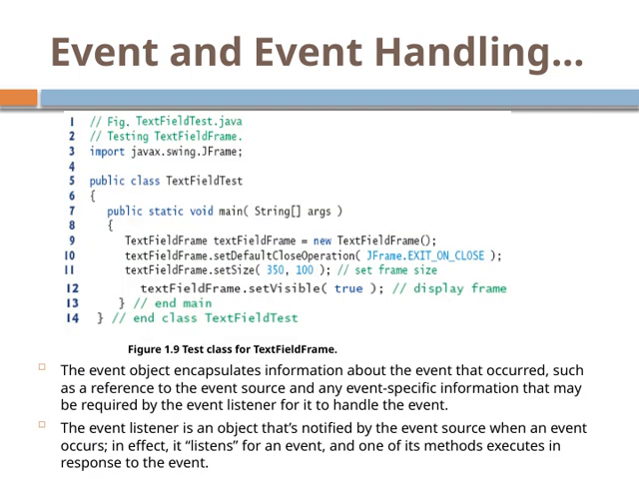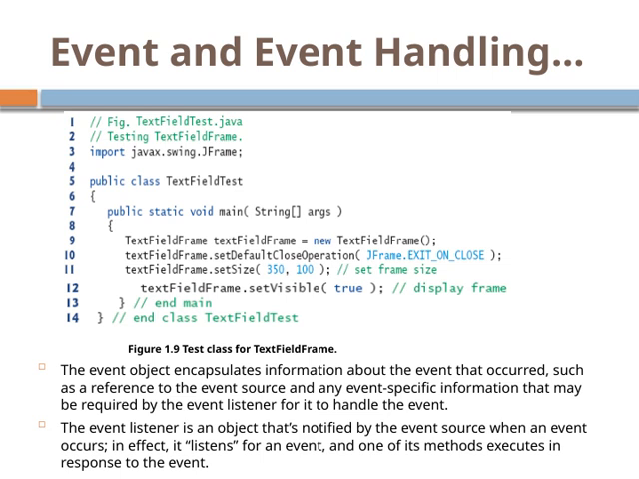Let's talk about event and event handling. On this slide, we see figure 1.9, which shows a test class for textFieldFrame. Now, the event object is really central here. It carries all the information about what just happened, like which component triggered the event, or any specific details the event listener might need to respond appropriately. So, think of the event object as a package of information about the incident.